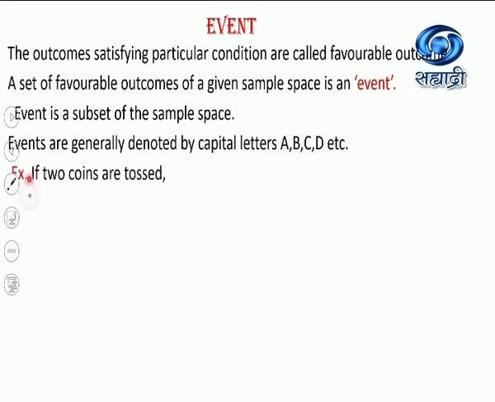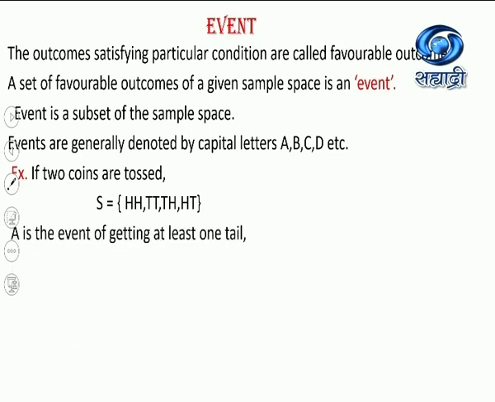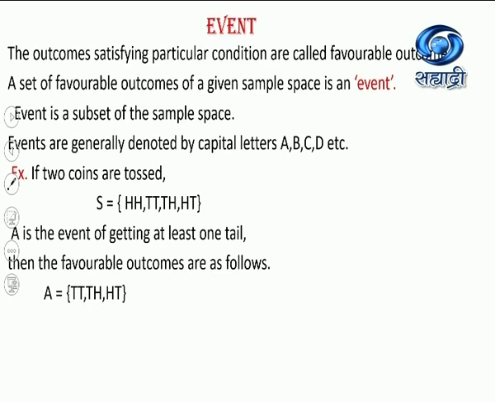Now let's see one example. If two coins are tossed, the sample space S is equal to {HH, TT, TH, HT}. So how many sample points are here? There are 4 sample points. Now let's see. A is the event of getting at least one tail. Now let us write the sample points. A is equal to {TT, TH, HT}.